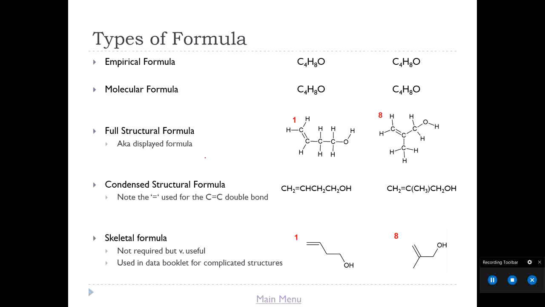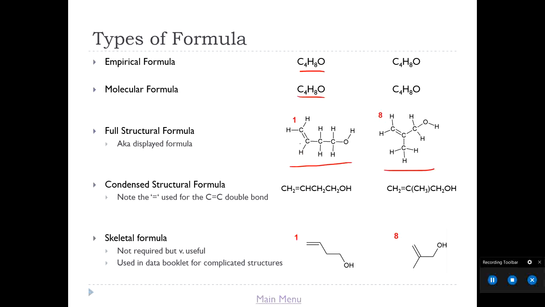So here's two. Again, we're looking at the C4H8O molecular formula, the same molecular formula. Here's two different isomers that we can draw the full structural formula for. So this is where we show every single bond of the atom. Okay, we have the condensed structural formula. Note with these, you can put in the double and triple bonds to help distinguish the position. It makes it a little easier if you draw them in.